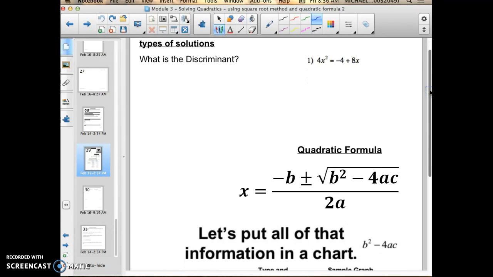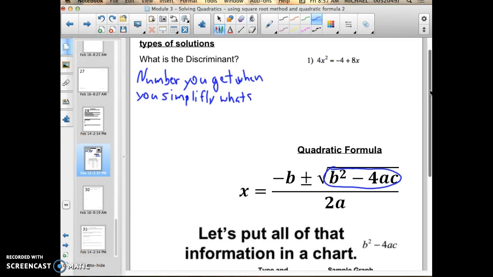And so first, what is the discriminant? The discriminant exists here. And to put it into words, it is the number you get when you simplify what's underneath the radical. So, that just puts it into words. So please write that down.